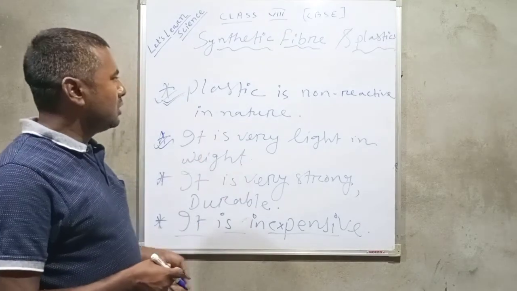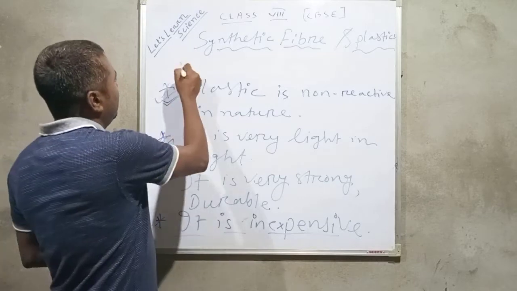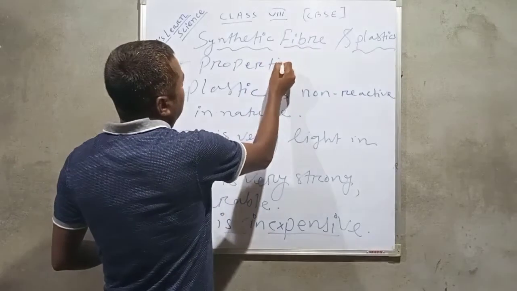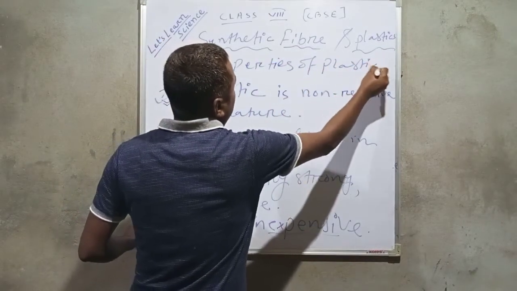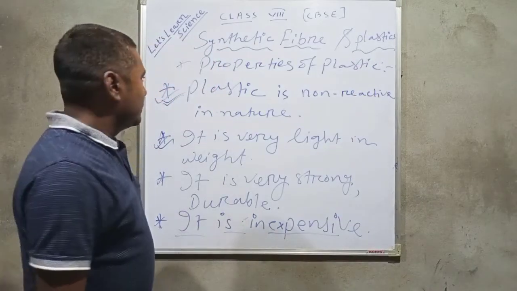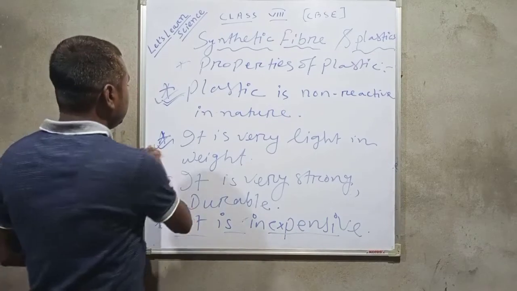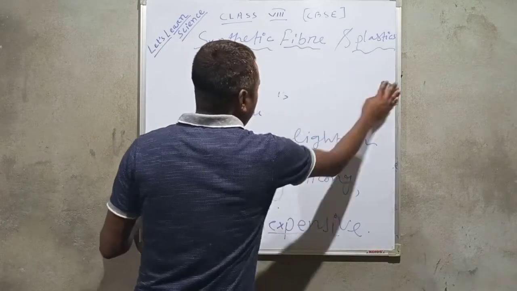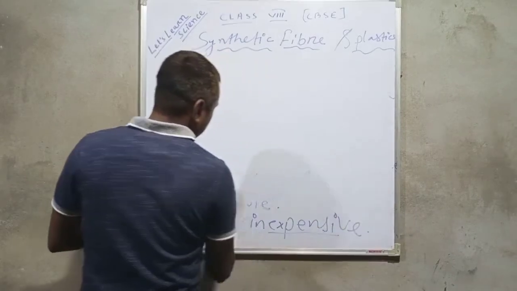Have you understood the properties of plastic? So these are the properties of plastics. Have you got that point? Next, what will we see? Types of plastics.